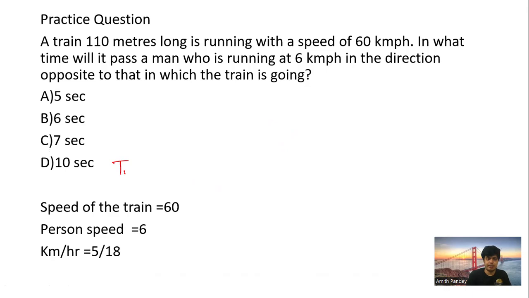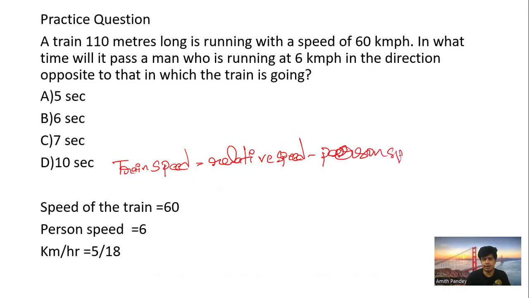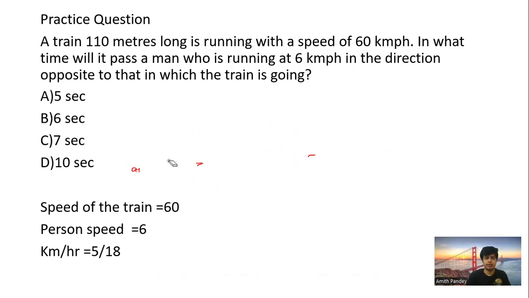Oh yeah, this will be better. Train speed is equal to relative speed, I'm just writing in short, minus person speed. Sorry for my handwriting. Let me make it short so that we can solve this one. Train speed equals relative speed minus person speed. Just remember this. Now, a very, very important thing.